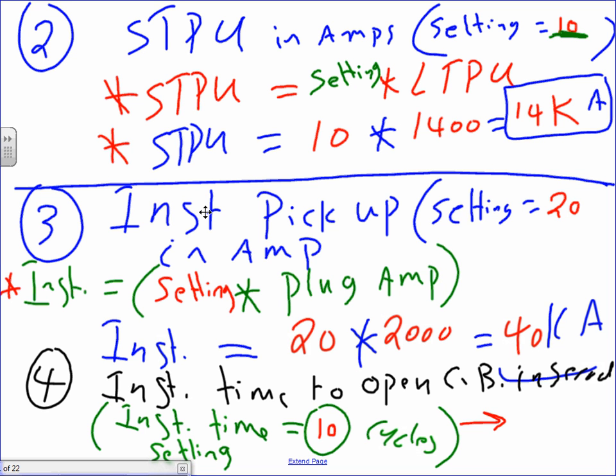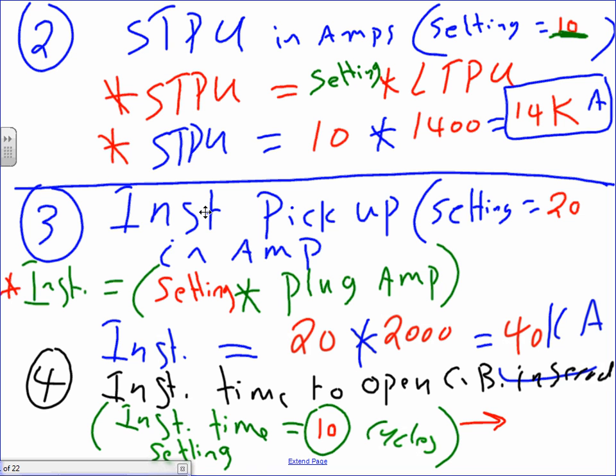And then the last thing, Adam, is instantaneous time to open the circuit breaker. I put my instantaneous time setting at 10. I dialed it to 10. It's 10 cycles, not 10 seconds. If I dial it up to 10 cycles, how many seconds is 10 cycles? The easy thing is, can you convert a cycle to a second? What is 10 cycles in seconds?